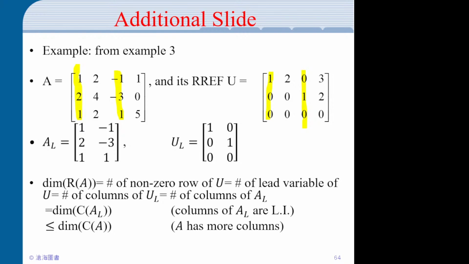So we know that Ax equals 0 if and only if Ux equals 0, because U equals some E times A, where E is reversible, because E is a product of elementary matrices.